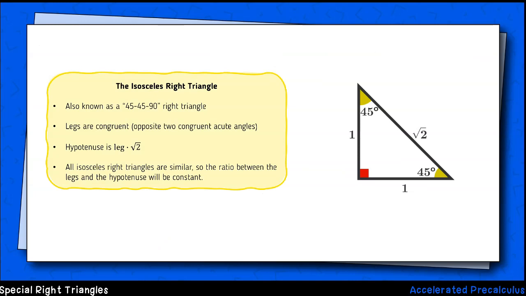The first of which is the isosceles right triangle. This is commonly referenced as a 45, 45, 90 right triangle. You have 2 congruent legs, each across from a 45-degree angle. Then you've got the hypotenuse across from the right angle. Using the Pythagorean theorem, we can show that the hypotenuse will always be the leg length times the square root of 2. Since all isosceles right triangles are similar, this ratio will be constant.